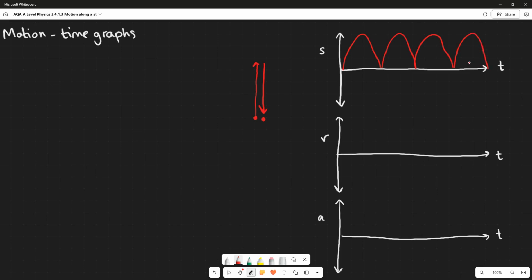Okay? In reality, the ball will lose energy with each bounce. Energy will be lost as sound and heat in the material of the ball, in its contact with the floor. So we would expect it to reach a lower height each time.